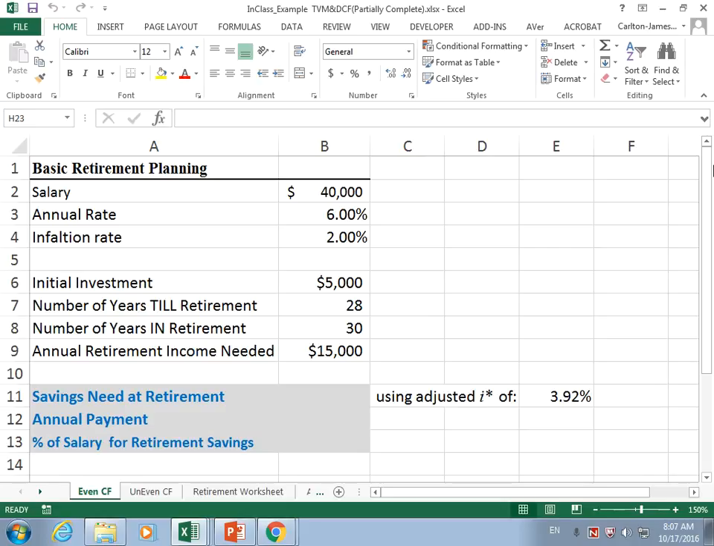pre and post retirement. You have 28 years till retirement, and you're going to have 30 years in retirement. So you retire at say 60, and you assume that you're going to live to 90. The question then, of course, we ask ourselves is, what sort of savings do you need at retirement? And that's the first thing we figure out. And then once you figure out how much savings you need at retirement, then you figure out how much do you need to save now in order to meet that.